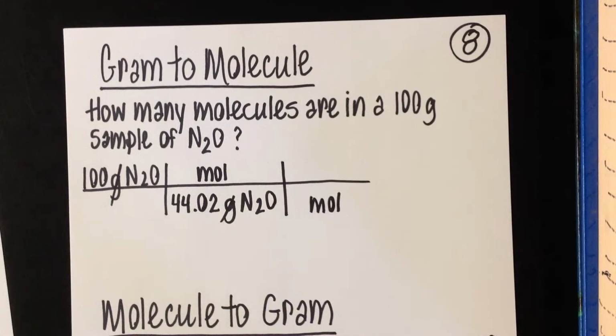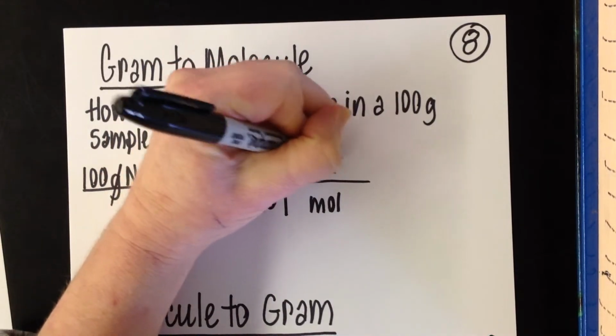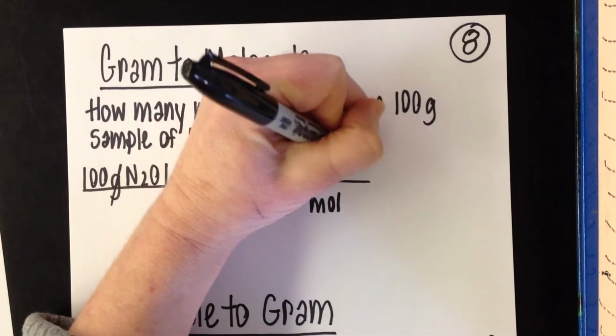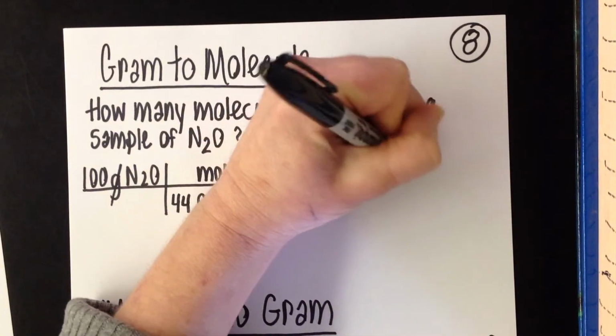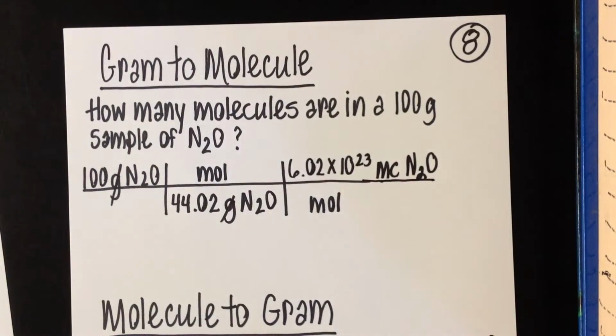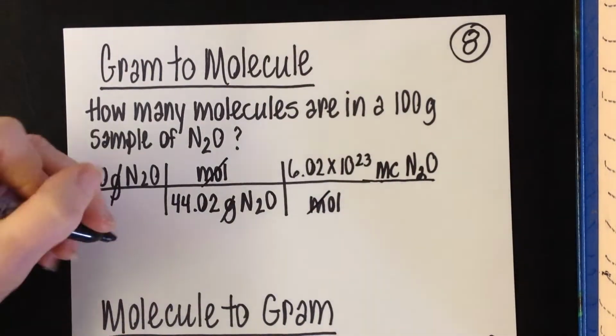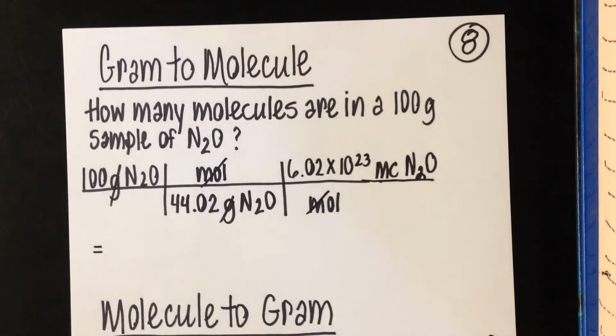Where am I going? I'm going to molecules. Do you know how many molecules are in a mole? Yes, you do. There are 6.02 times 10 to the 23rd molecules of N2O. I never draw that line long enough per mole. Moles cancel, and we are ready to finish the problem just by calculating everything up.